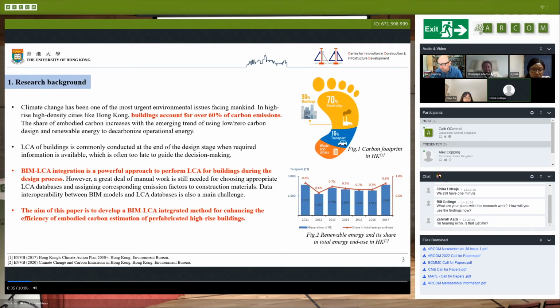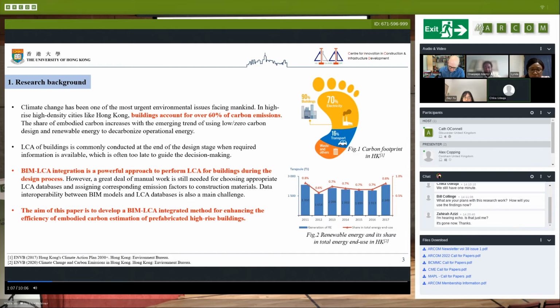As we all know, climate change has been one of the most urgent environmental issues facing mankind. As the primary driver of climate change, carbon emissions have increased rapidly. Figure 1 shows the carbon footprint in Hong Kong. It indicates that electricity generation is the largest source of local carbon emissions, and about 90% of Hong Kong's electricity consumption is related to buildings, which means that buildings account for over 60% of carbon emissions.